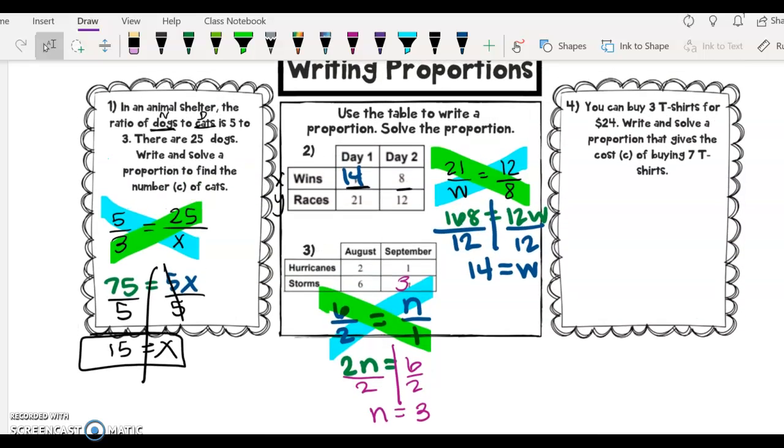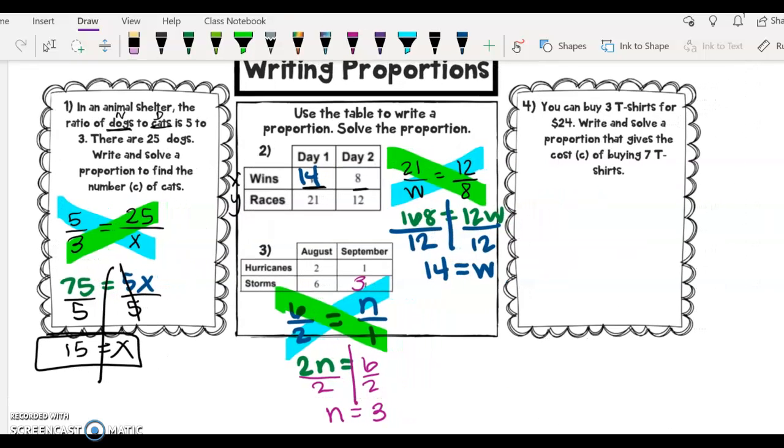One more time, we're going to write a proportion from a word problem. You can buy 3 t-shirts for $24. Write and solve a proportion that gives the cost of buying 7 shirts. So I want to know how many shirts. So 3 t-shirts was $24. And I want to know the cost of buying 7 shirts.